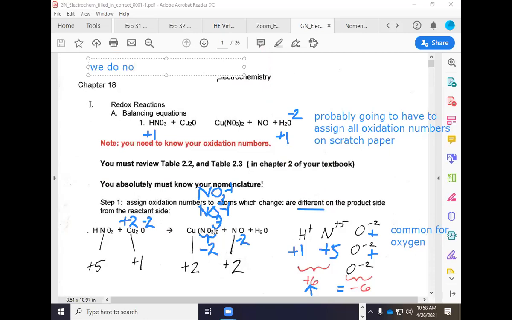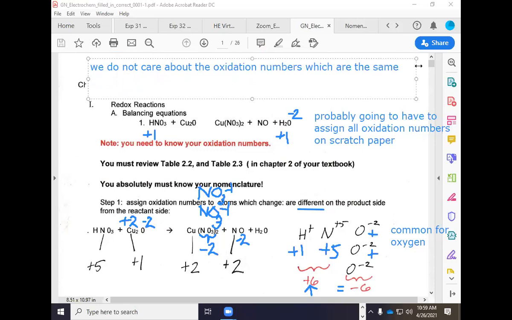We do not care about the oxidation numbers which are the same. This is how it works for this chapter. We don't care about the oxidation numbers if they're the same. We only care about the ones that have changed.